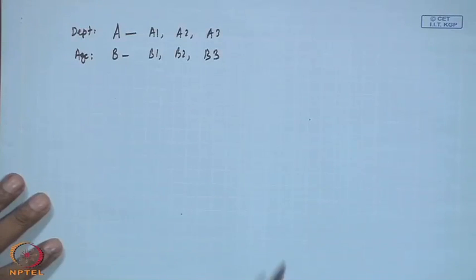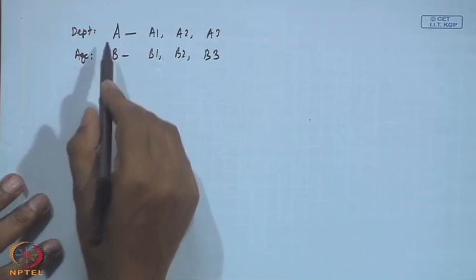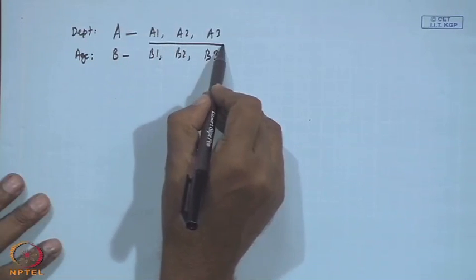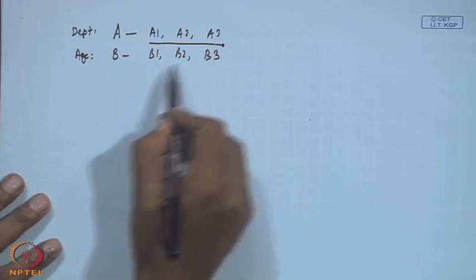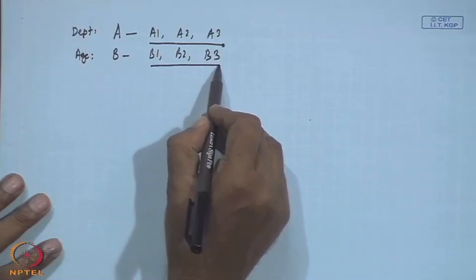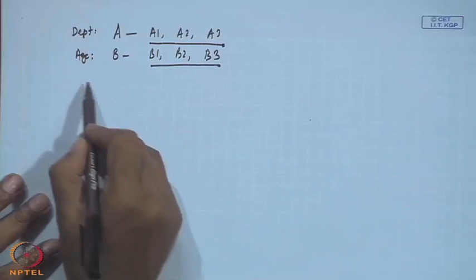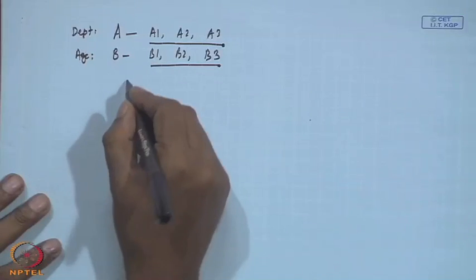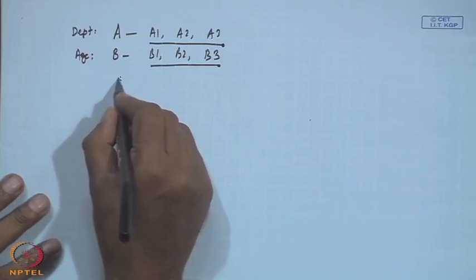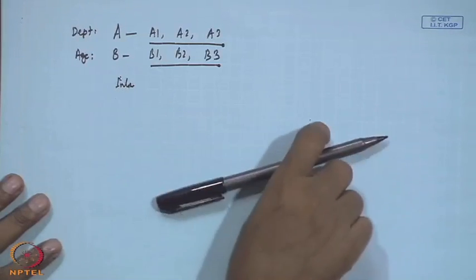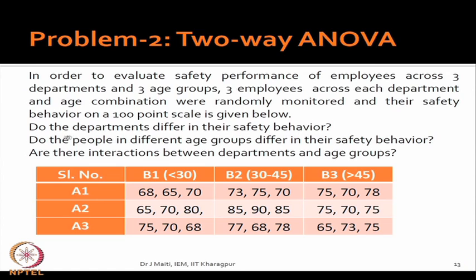What do you want to say? We are trying to establish whether there is a difference across departments in the safety behavior. Is there a difference between age groups? Is there interaction between age and department? That is clearly written here. Do the departments differ in their safety behavior? That is our first question. Do people in different age groups differ in their safety behavior? Are there interactions between department and age groups in terms of safety behavior?